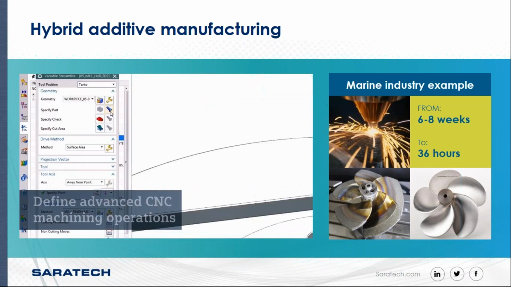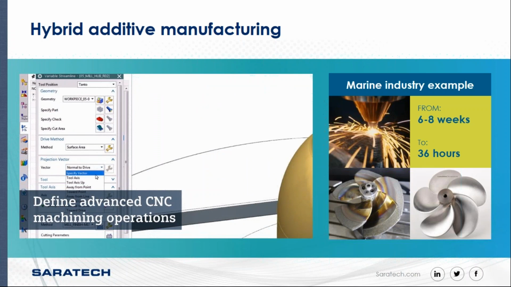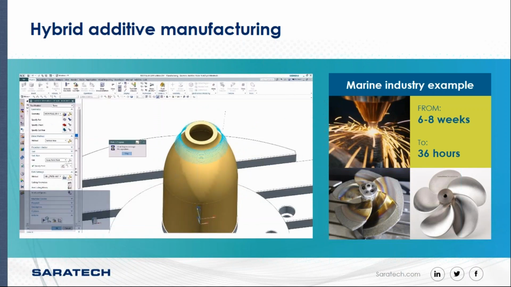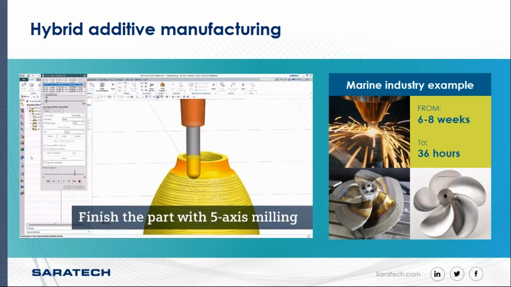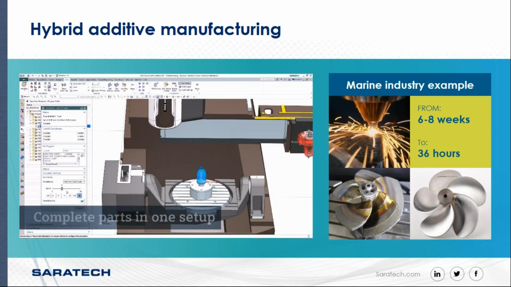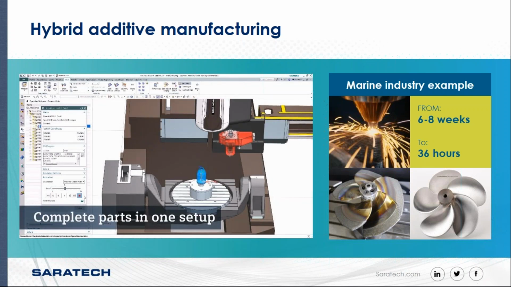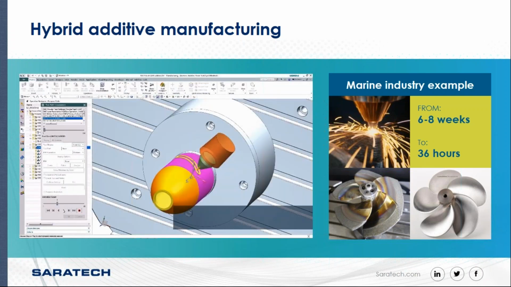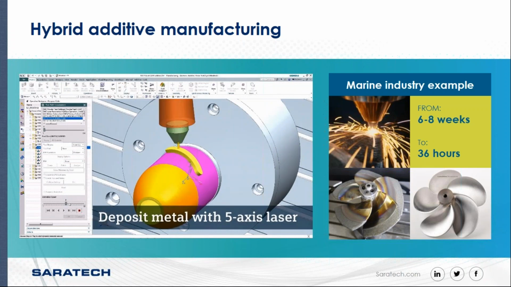manufactured with these processes. And the example on the right shows a marine industry example. It's a propeller, and that went from 6 to 8 weeks to manufacture to 36 hours. With that type of increase in efficiency, you can't produce this part any other way and stay in business.